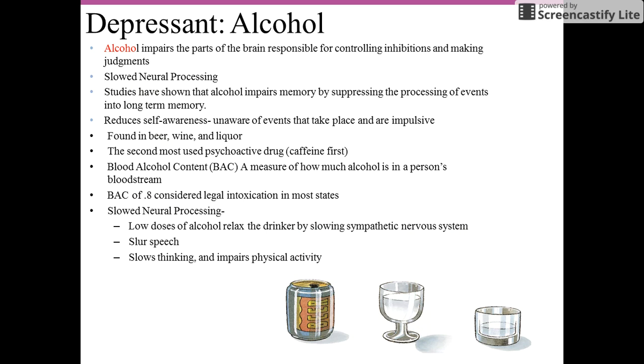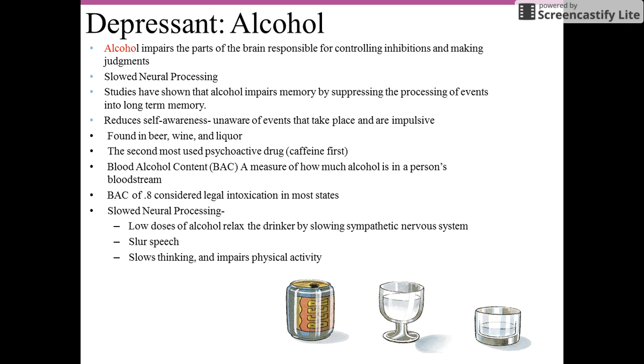So first one, a lot of information. You do need to know a lot of this information on alcohol. Alcohol, remember, is a depressant. It impairs the parts of the body responsible for controlling inhibitions and making judgments. It's always a depressant, no matter if you take a ton or a little. It slows your neural processing down. Studies have shown that alcohol impairs memory by suppressing processing of events in long-term memory. It reduces your self-awareness. You're unaware of events that may take place.